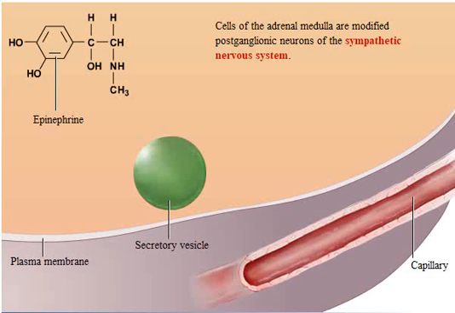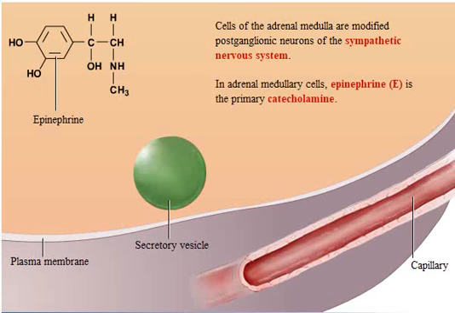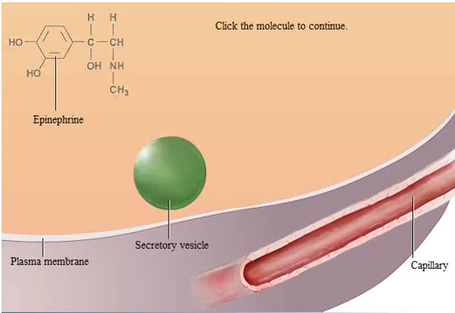In most postganglionic neurons, norepinephrine is the primary catecholamine and it functions as a neurotransmitter. In adrenal medullary cells, epinephrine is the primary catecholamine. Because it enters the bloodstream, it functions as a hormone. Click the molecule to continue.